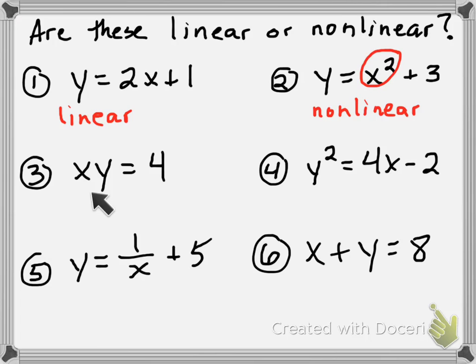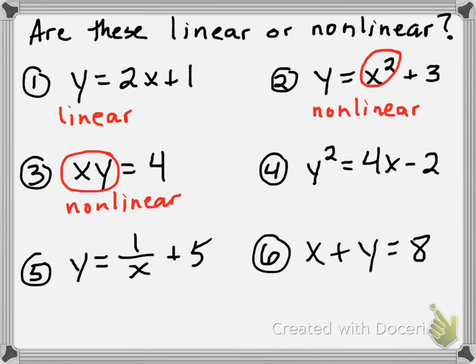Alright, when I look at number 3, it says xy equals 4. Well, that means x times y. Again, that's one of the things I can't have. I can't have x times y. They can't be multiplied by each other. So that causes this one to be nonlinear as well.